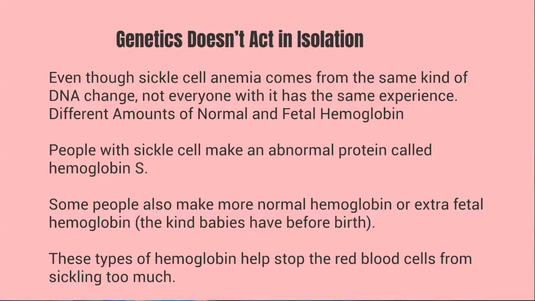sickle cell make an abnormal protein called hemoglobin S. But hemoglobin S can be in different amounts or ratios, and some individuals might have only a little bit of symptoms because their body is producing more healthy hemoglobin than unhealthy or abnormal hemoglobin. And that can also be vice versa, where some people experience many problems, and it's because their bodies produce less of the normal hemoglobin and instead create far more of the abnormal hemoglobin S.